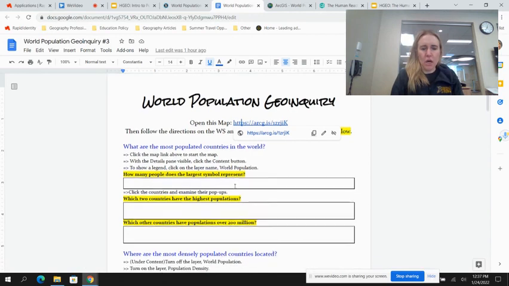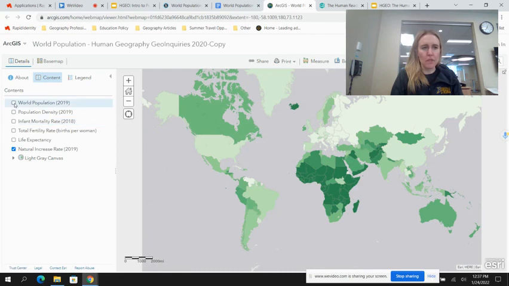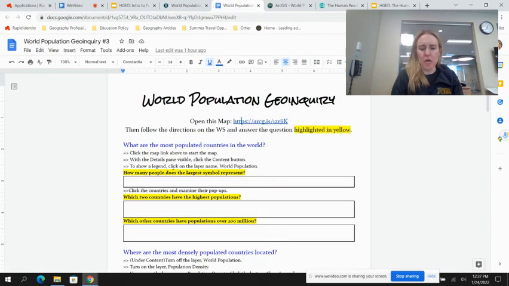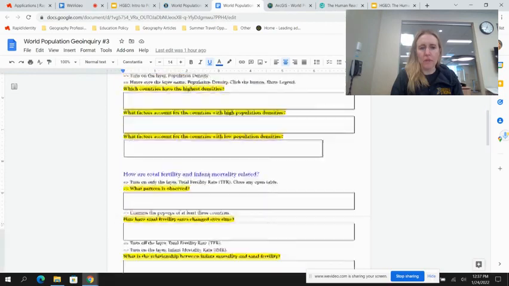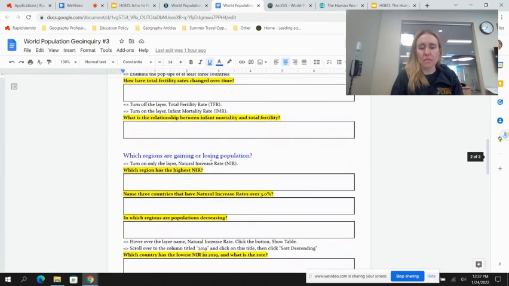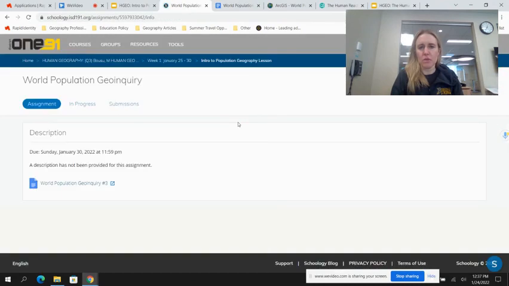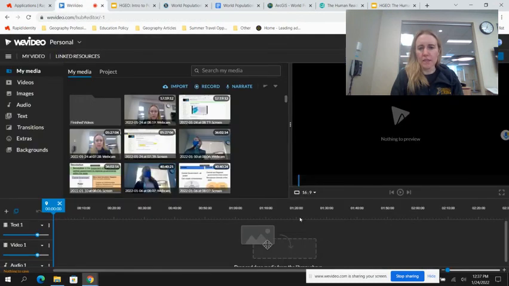So you are going to first click on the layer named World Population. So you're going to click actually off Natural Increase Rate. And there's some questions that you're going to answer. And then you're going to click on another layer, World Population. So this is step by step. Please come to office hours this week sometime if you do not understand that assignment. All right, so once again, reach out to me or come to office hours if you have any questions.